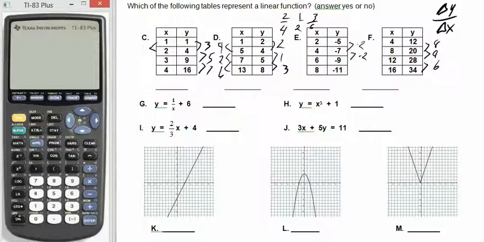Second quit. 2 divided by 4, 0.5. 1 divided by 2 is 0.5, that should work out. 3 divided by 6 is 0.5, all of those are 0.5. So that is why that one is linear. Okay, that's it on this worksheet.